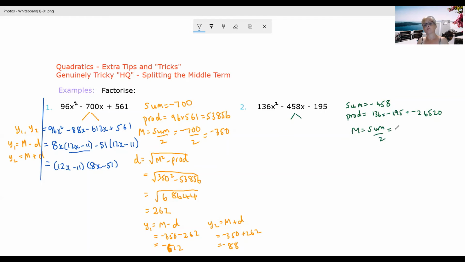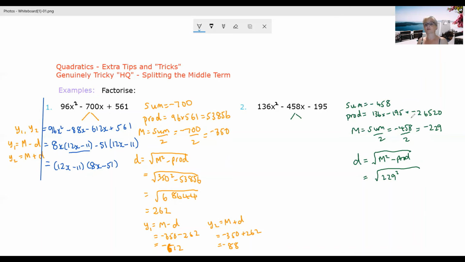Now we know that M is our sum divided by 2. So that's negative 458 divided by 2, which is negative 229. That's nice and easy to calculate. Once we know our M, it's also quite easy to calculate D. So D is the square root of M squared minus the product. So in this case, it's going to be the square root of 229 squared. Doesn't matter whether it's negative or positive when you square it, minus our product.